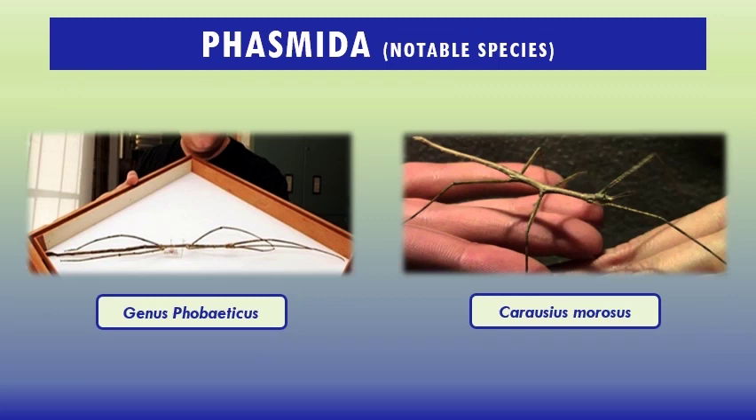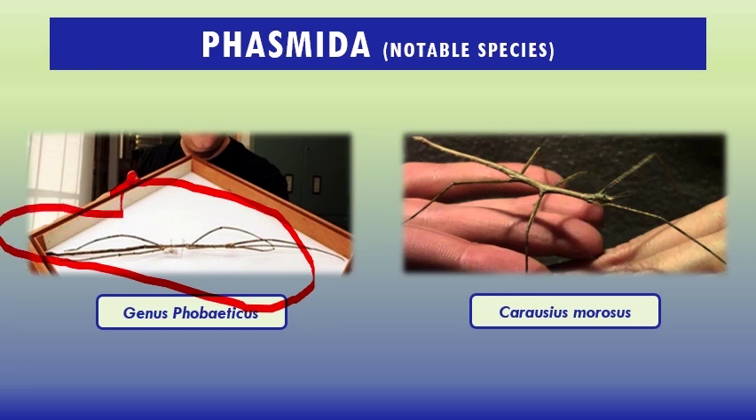Phasmids can be relatively large. Females of the genus Phobaeticus are the world's longest insects, measuring up to 56.7 centimeters in total length. You can see here this one here.